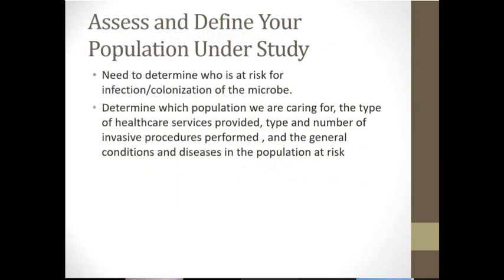So to assess and define your population under study, you need to determine who is at risk for the infection or the colonization of the microbe. Sometimes you're just looking to see who's colonized with it, and that would be for MRSA. Determine which population we're caring for, the type of healthcare services provided, the type and number of invasive procedures you did, such as how many times you catheterized the person, and the general conditions and risks for the population at risk. Why is your population more at risk for certain types of issues?